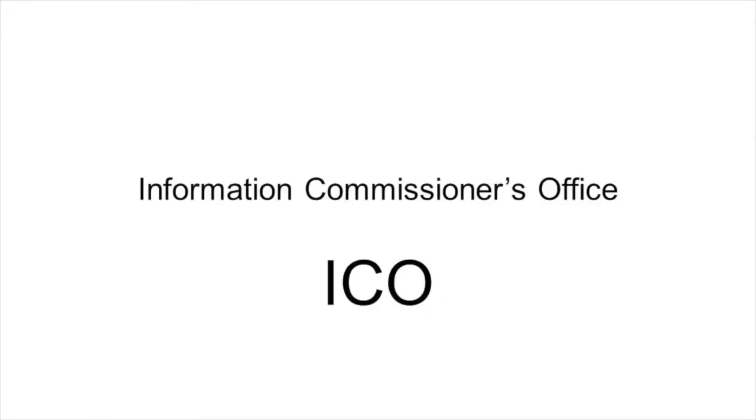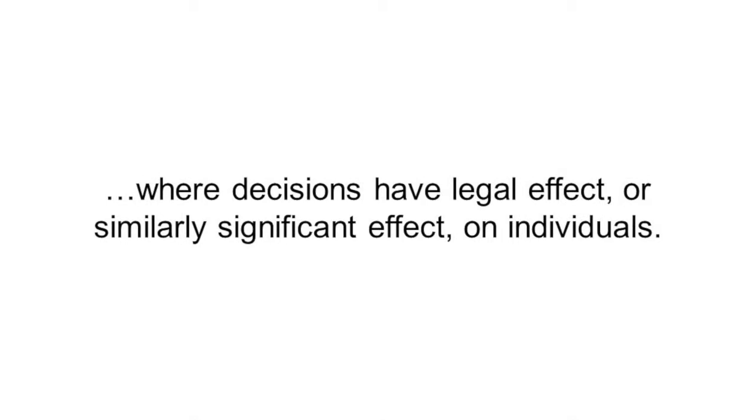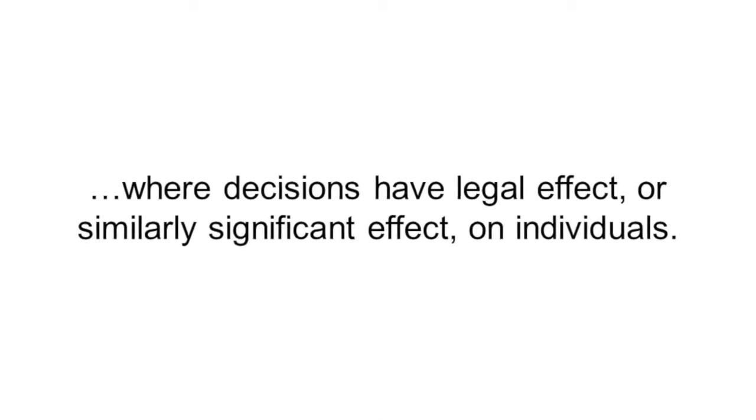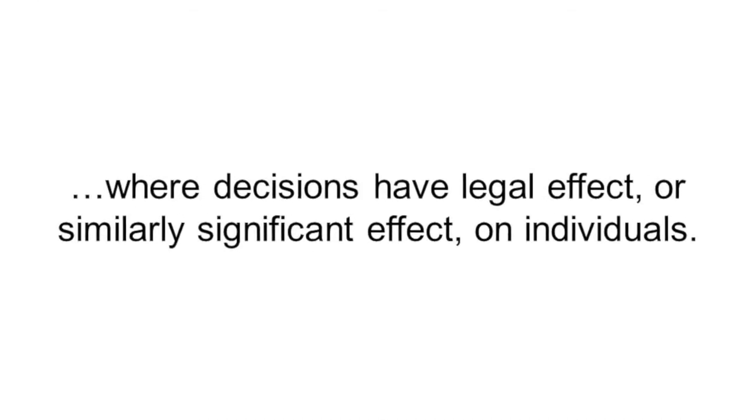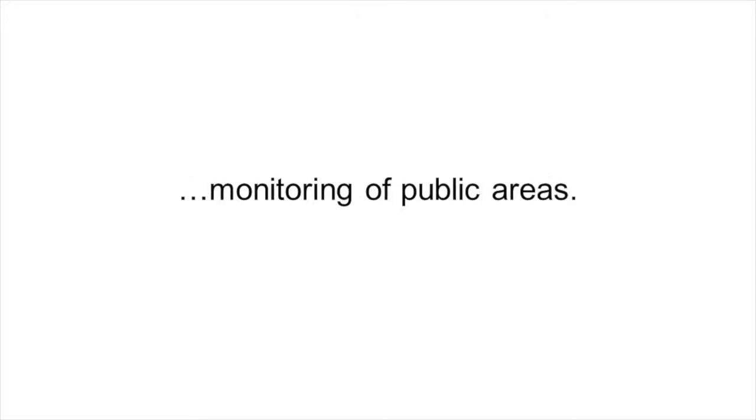The Information Commissioner's Office, or ICO, advise carrying out a PIA when using new technologies that are likely to result in a high risk to the rights and freedoms of individuals. This includes, but isn't limited to, extensive processing activities, profiling, and where decisions have legal effect or similarly significant effect on individuals. Large-scale processing of sensitive data or personal data in relation to criminal convictions or offences, and large-scale systematic monitoring of public areas, for example, using CCTV.